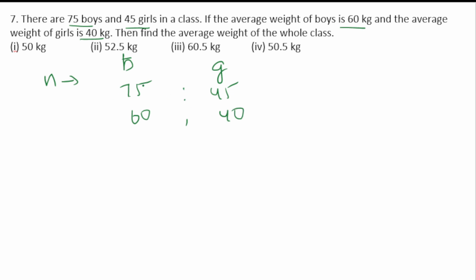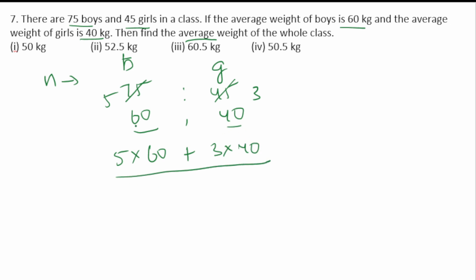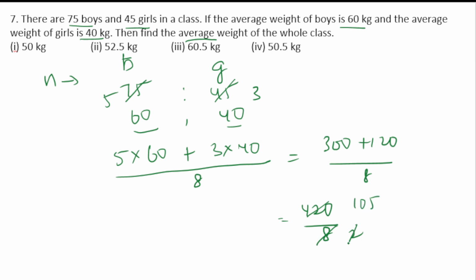So we will take the ratio of the number of boys and girls. It is 15 into 5, 75, 15 into 3. And we have to find the total average weight. It is number of boys into average of the boys, 5 into 60 plus number of girls is 3 into average of girls is 40 divided by total number of people. It is 5 plus 3, 8. So we will get here 300 plus 120 divided by 8. It is 420 divided by 8. It is 4 into 2, 4 into 105. Here 52.5 is the average. It is second option. Next one.